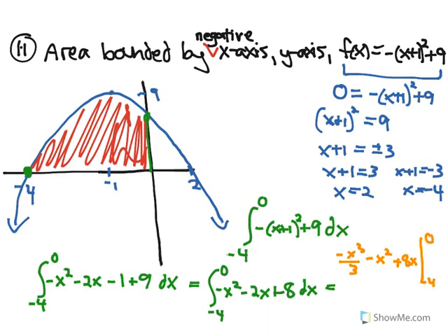When we plug in 0, we get 0, so that one's easy. Then it'll be minus, plug in negative 4. And we get 64 over 3 minus 16 minus 32. And when we run the negative through, we get 26.66 units squared.